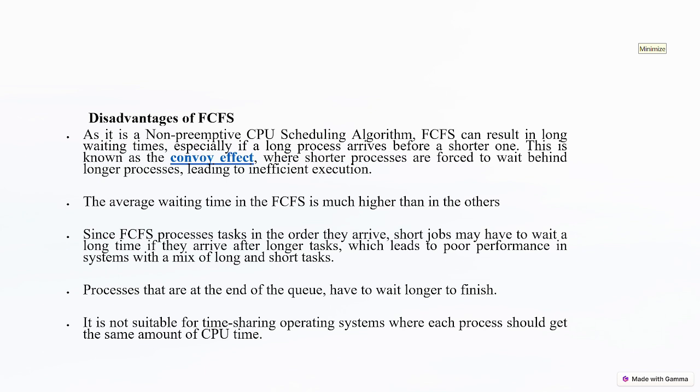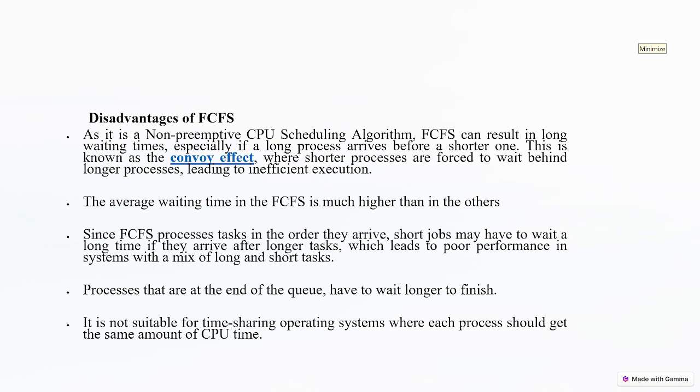And finally, the disadvantages of FCFS scheduling: it is a non-preemptive CPU scheduling algorithm. The average waiting time in the CPU is much higher than in other scheduling algorithms, and processes that are at the end of the queue have to wait longer to finish. So it is not suitable for time-sharing operating systems, where each process should get the same amount of CPU time.